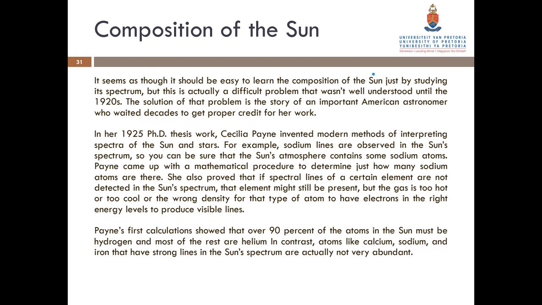Payne's first calculation showed that over 90% of the atoms in the Sun must be hydrogen, and most of the rest are helium. In contrast, atoms like calcium, sodium, and iron, which have strong lines in the Sun's spectrum, are actually not very abundant.